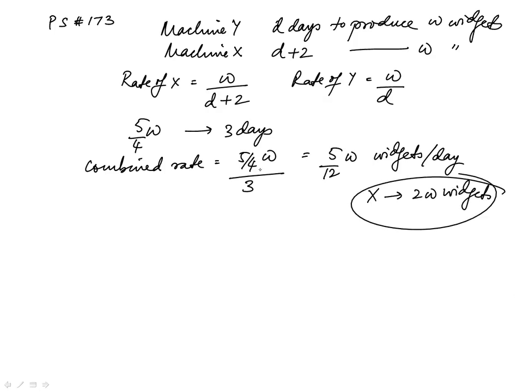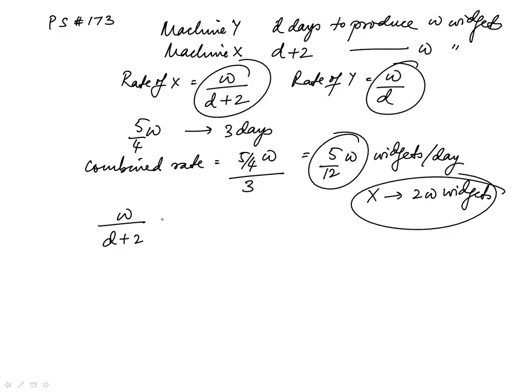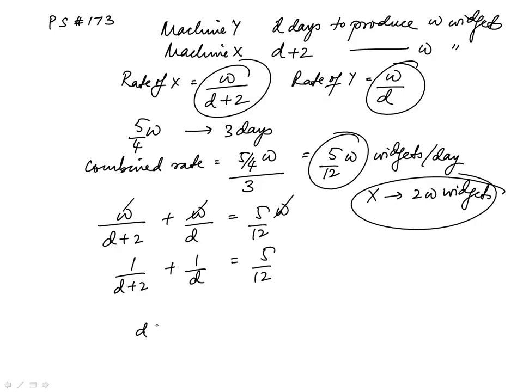So we know that the total rate, the combined rate, is just the sum of the rate of X and Y. So the relationship we have is W over D plus 2 plus W over D is equal to 5/12 W. And the W is crossed out. We're just left with 1 over D plus 2 plus 1 over D equal to 5/12. And so we have a quadratic here. Just add the fractions algebraically. Denominator would be D times D plus 2.